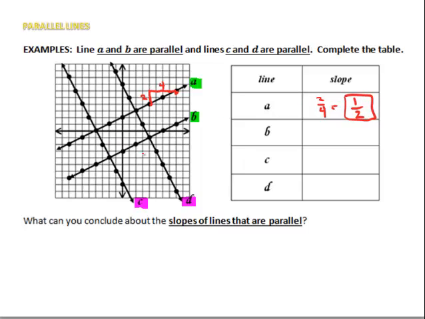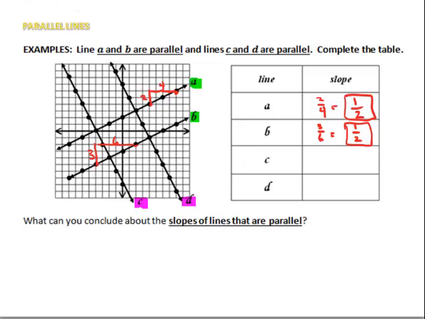Now let's look at line B. Let's pick 2 points on line B, say here and here. So I'm going to draw my step, and that means I'm going to do my rise 1, 2, 3, and my run 1, 2, 3, 4, 5, 6. Alright, so my rise is 3, or my delta y is 3. My run, or my delta x, is 6. 3 over 6 reduces to 1/2. So the slope of line A and the slope of line B are both 1/2.